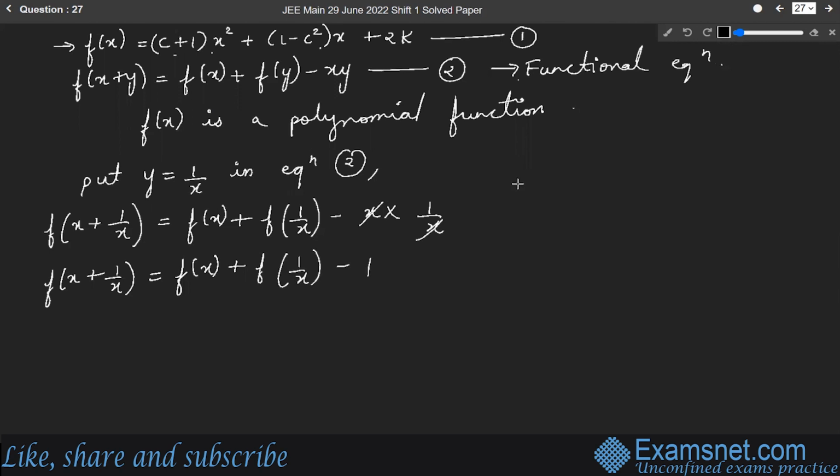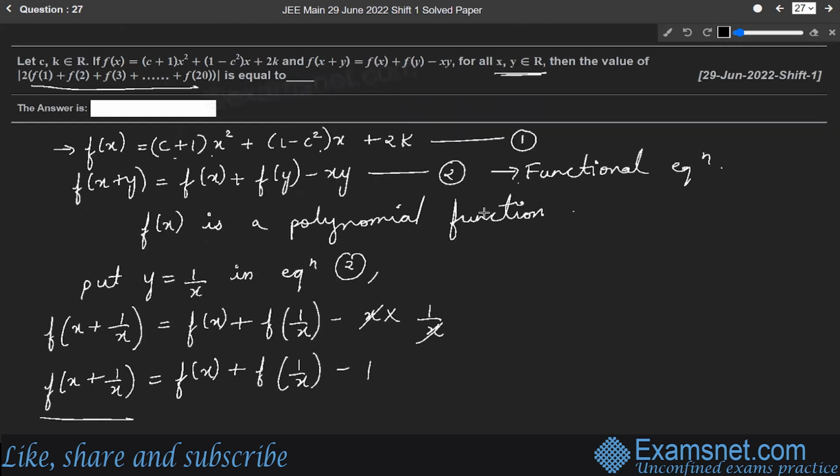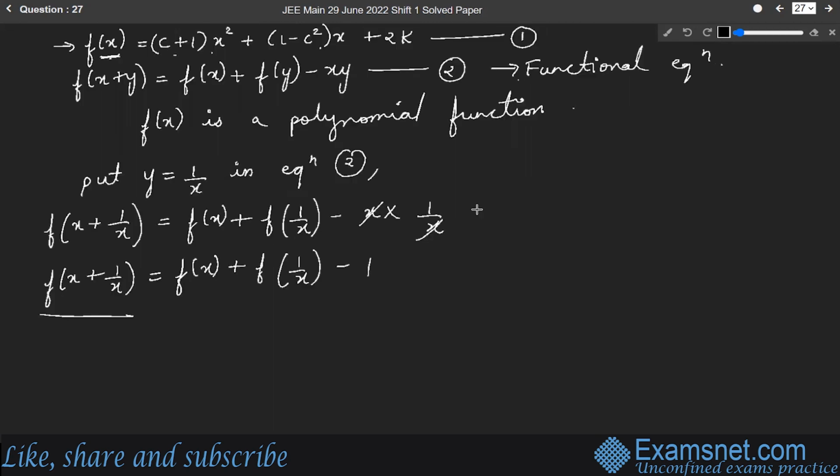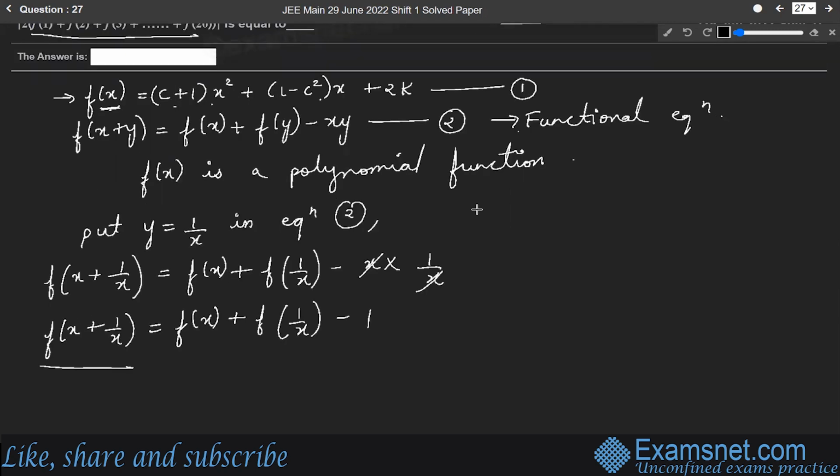Now what we have to do is substitute all the values. Firstly, let us write the value of f(x + 1 by x). Now how to write the value? We know that if f(x) is given, then we can easily find f(x + 1 by x). All we have to do is write x + 1 by x in the place of x. So by looking at the first equation, we can write the value of f(x + 1 by x). Remember, we just write x + 1 by x in the place of x.